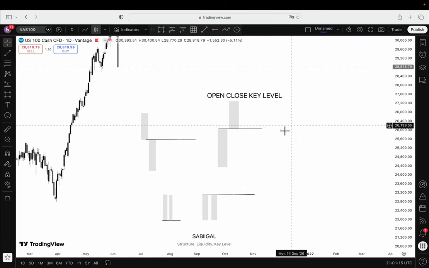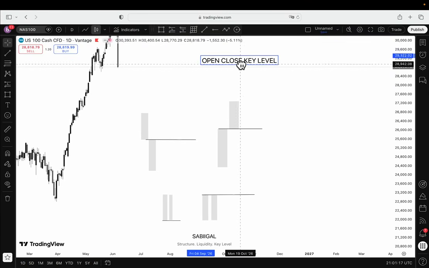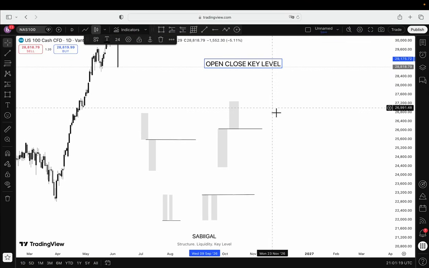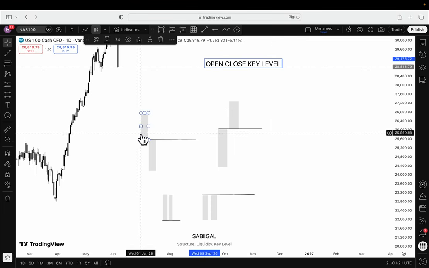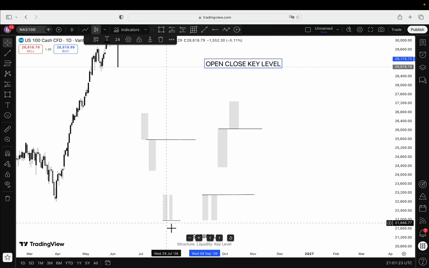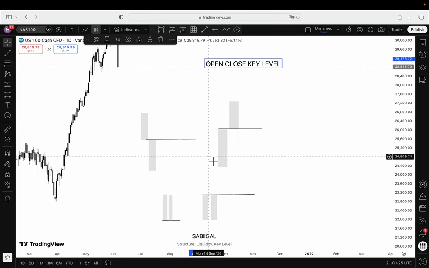Okay, so I was talking about the open close key levels and how to get our storyline with the open close key level and our resistance support. As a matter of fact, together with all the key levels, you already know QML, you already know inverse, you already know resistance because support, you already know support because resistance. Now I am adding open close.